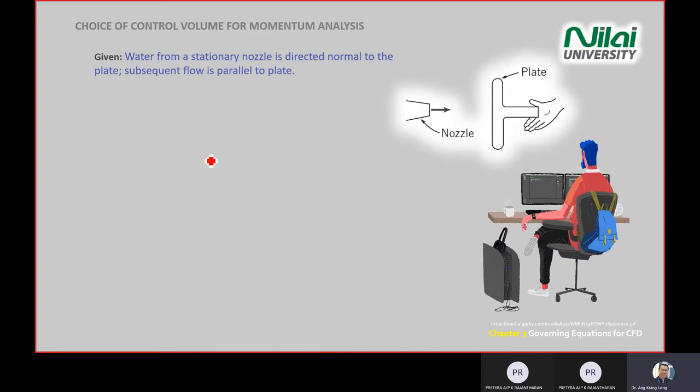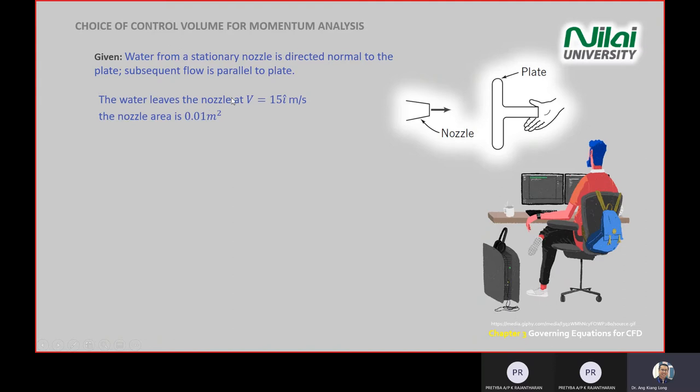Now, before we solve any question, we need to be clear what is given in the question. We know that the water comes from a stationary nozzle, meaning the nozzle does not move, and it will spray directly onto the plate here, and the subsequent flow is parallel to the plate. So there's a change of direction of your water. Again, momentum equals mv, mass times velocity. So be careful when the mass changes direction.